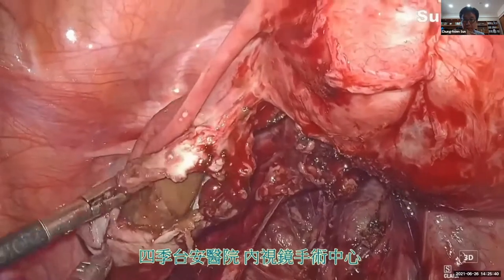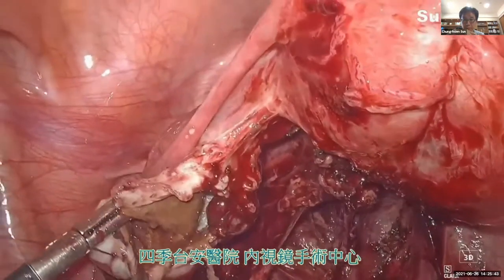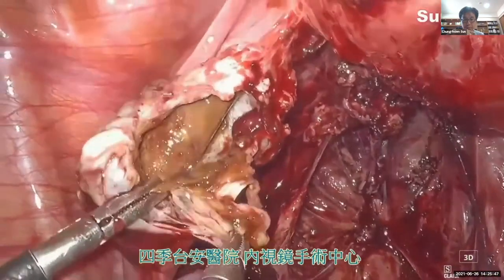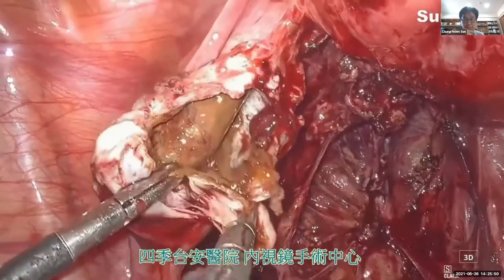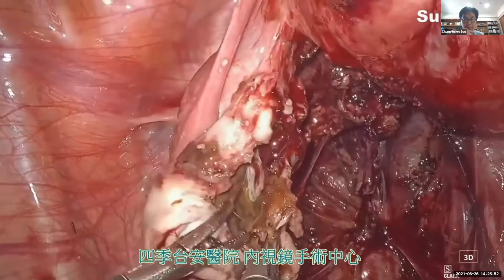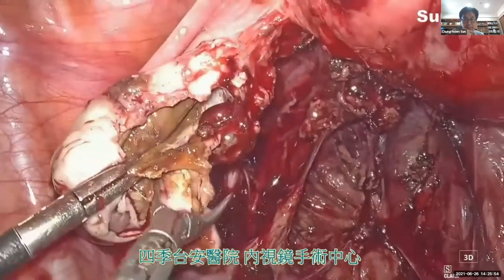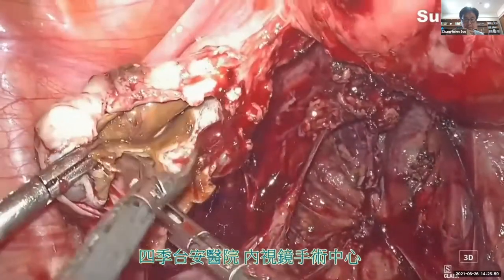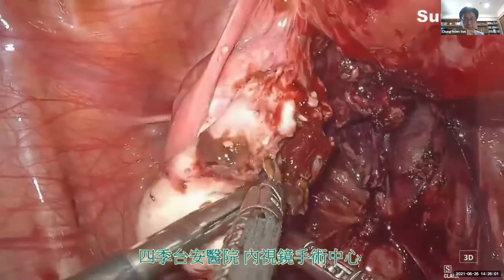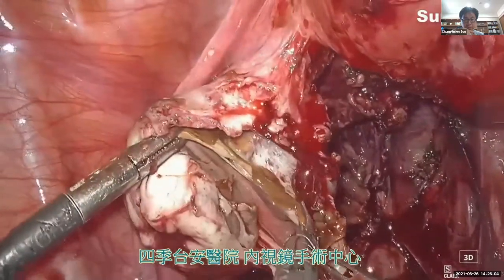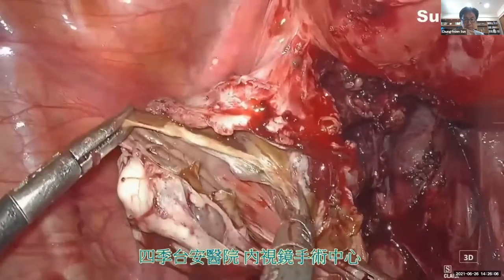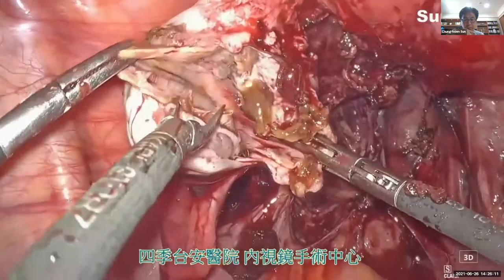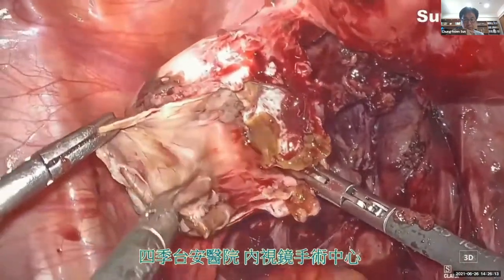Now we are starting the ovarian endometrioma cystectomy, or the so-called enucleation. I'm not using any scissors, you can see. I'm using two forceps with very careful blunt dissection. I intentionally opened half of the chocolate cyst wall so we can very easily identify the correct dissection plane between the ovarian endometrioma wall and the normal ovarian tissue.